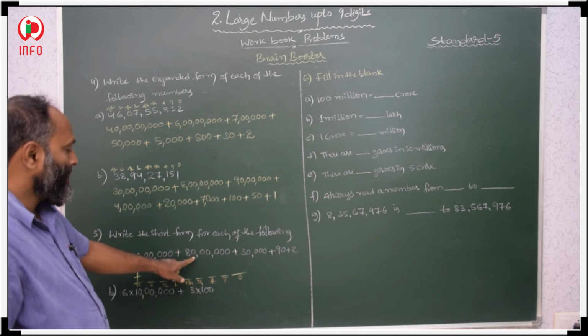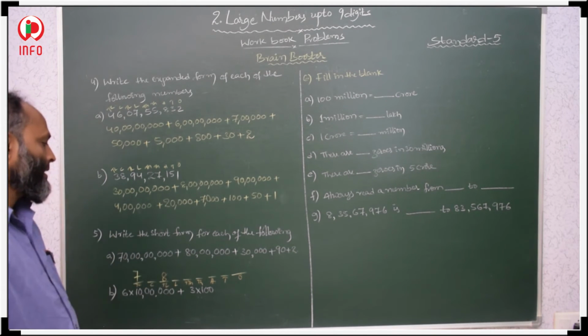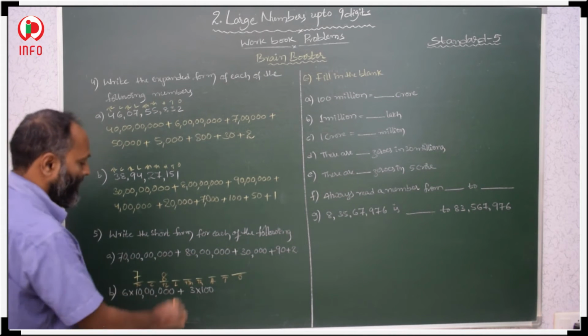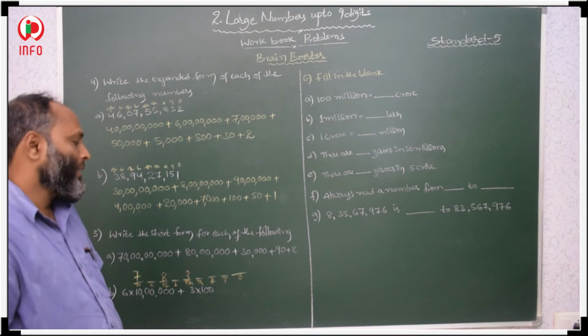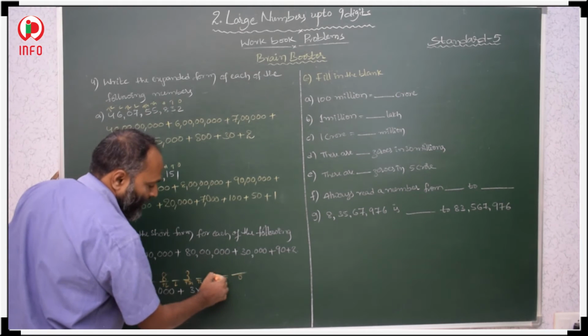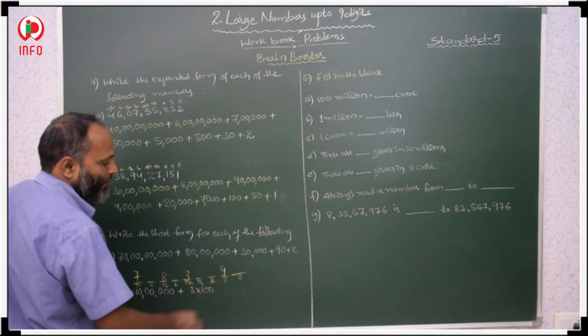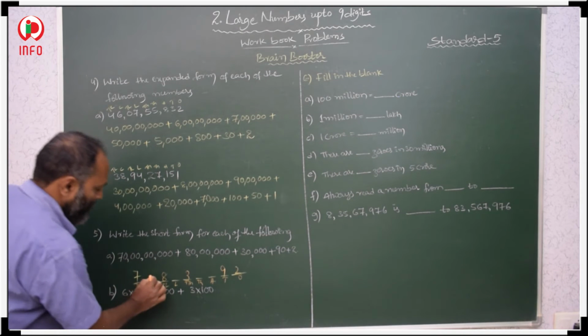Then after that 80 lakhs. In 10 lakhs place 80 lakhs. Then 30,000. Here 3 will come in 10,000 place. 90. There is no 100, so leave it, and 1000 also is not there. 9. And in ones place 2. And in the rest of the places you keep zeros.